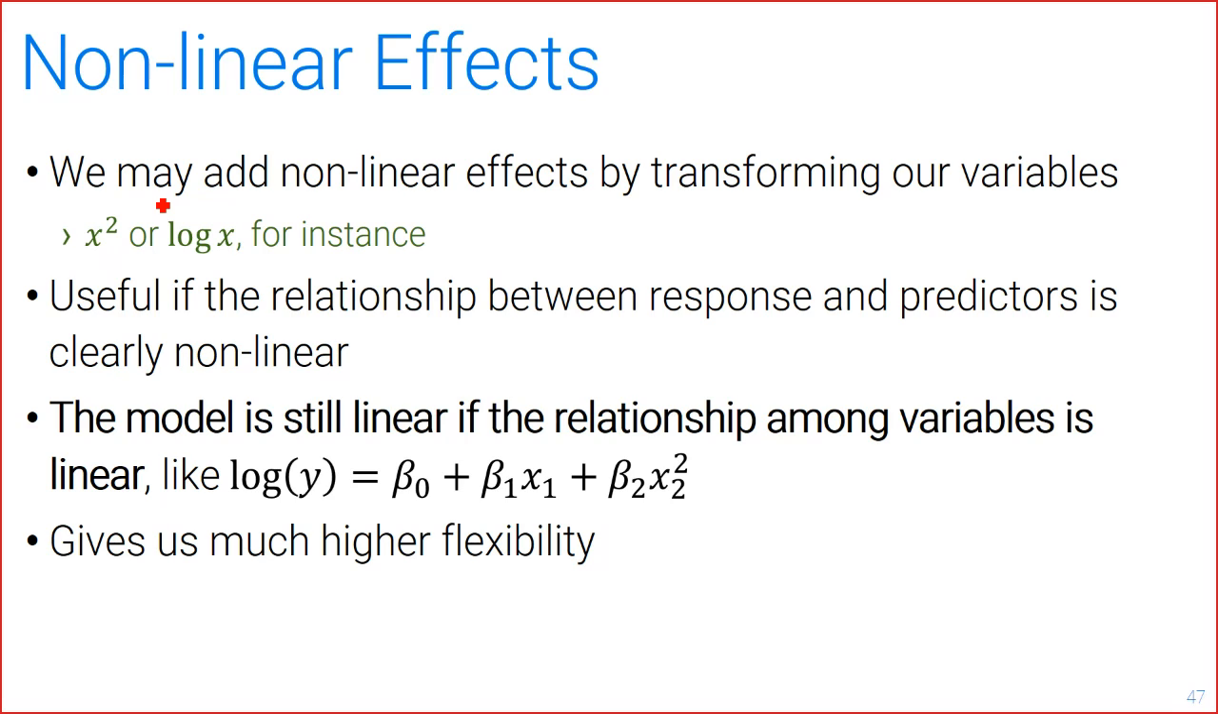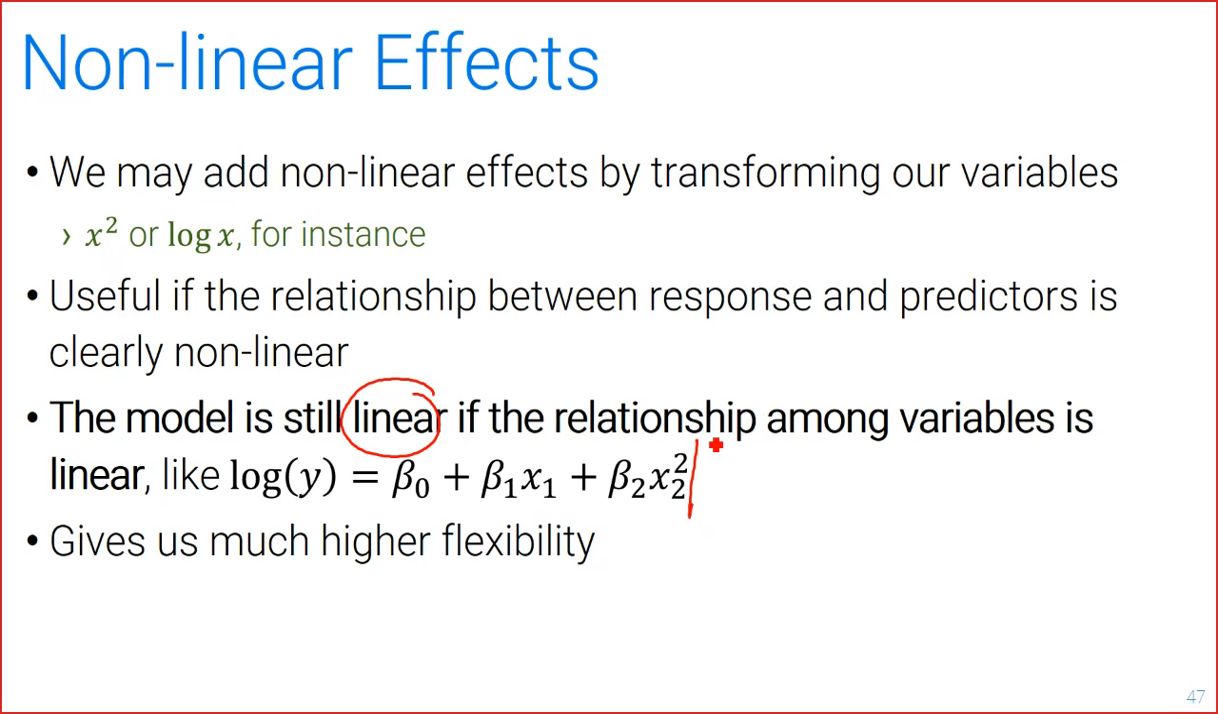It's going to be useful if the relationship between the response and the predictor is clearly nonlinear, like we saw in the case of the TV advertisement. The relationship clearly was nonlinear, so we might try to transform one or two variables. The important thing here is that the model is still linear if the relationship among the terms is linear. So the word linear refers to the relationship between each of the terms in the model. It doesn't refer to the relationship between x1 and y. It refers to the relationship of the terms in the model.